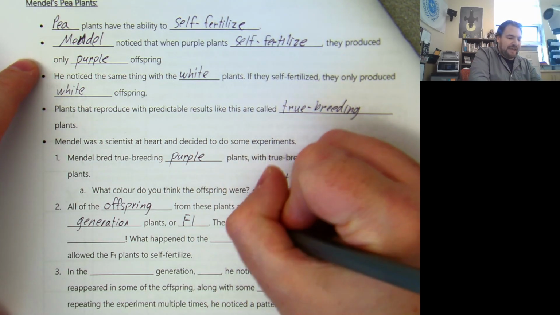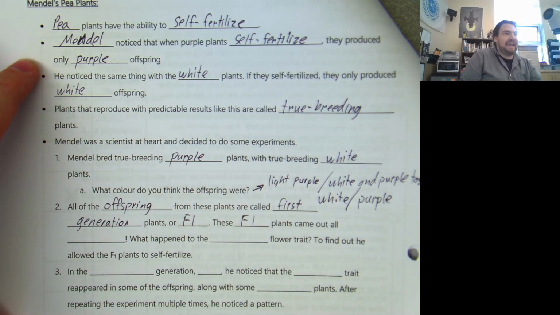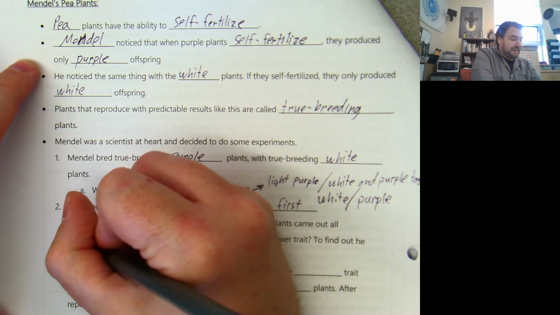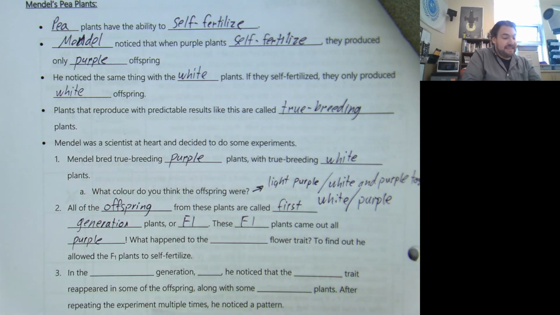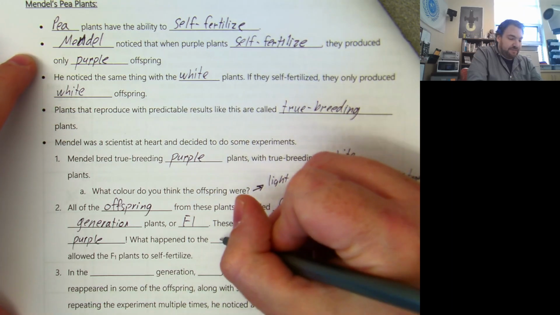These F1 plants came out all purple, is the result that we actually saw. There were 4 possibilities. This is what happened. So what this means is purple was dominant over white. The white disappeared. What happened to the white flower trait?